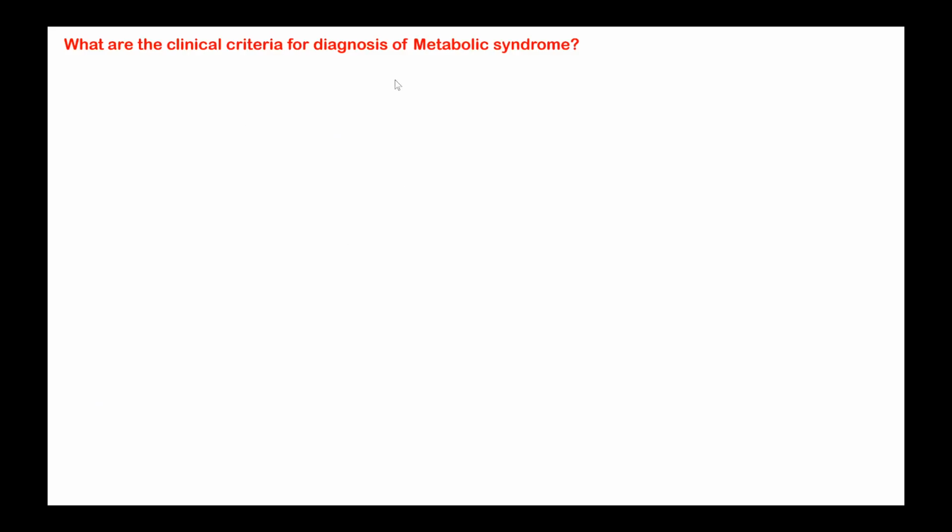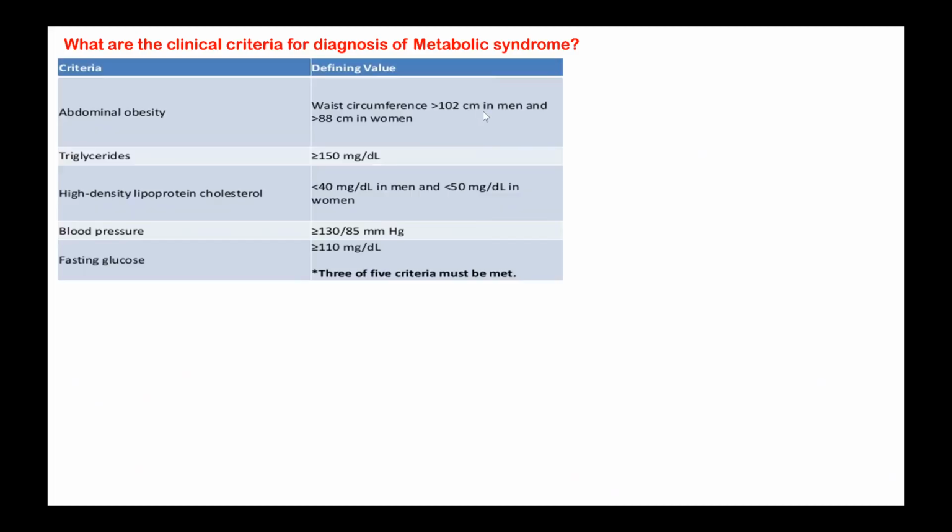And what are the clinical criteria for diagnosis of metabolic syndrome? It is also commonly asked. One is abdominal obesity, waist circumference more than 102 in men and more than 88 in female. Triglycerides more than 150, HDL less than 40 in men and less than 50 in women. HDL is a good cholesterol, so low good cholesterol. Blood pressure more than 130/85 and fasting glucose more than 110. So 3 out of these 5 criteria are considered as patient fitting into metabolic syndrome.